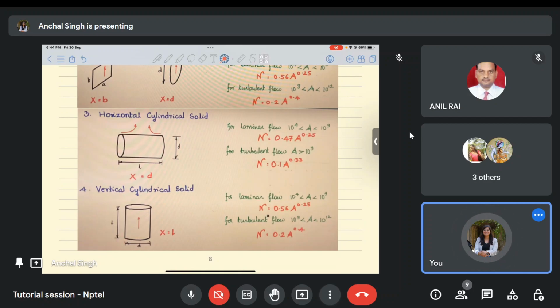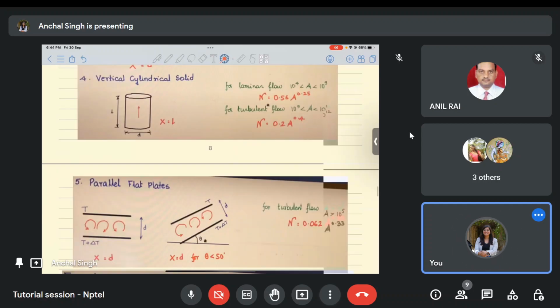So depending on the shape of the device that we are considering for convective flow, whether we have a cylindrical heat sink or a rectangular heat sink, depending on that surface and the direction in which heat flow is happening, we find the value of this characteristic dimension, and based on that we can find the Nusselt number.